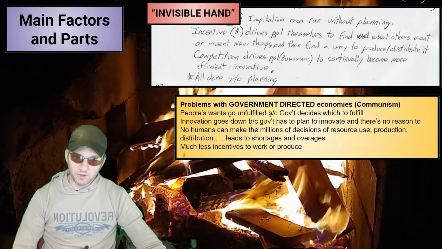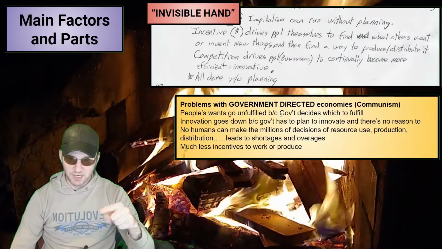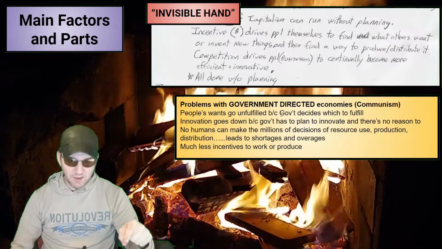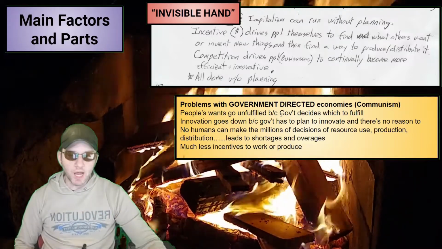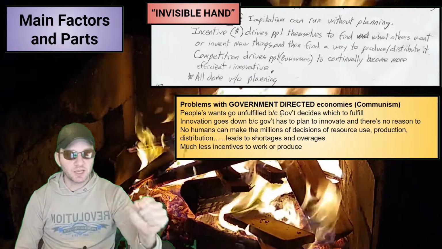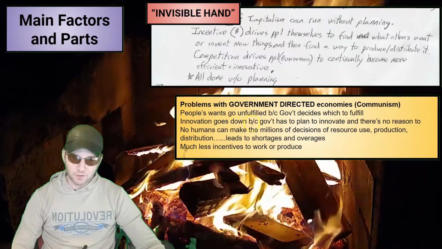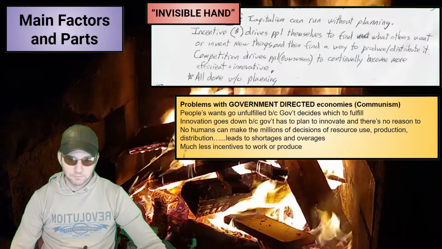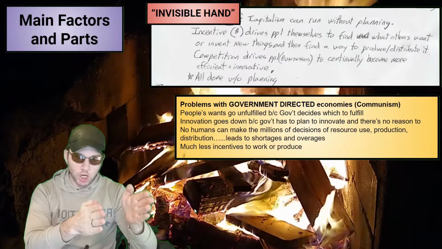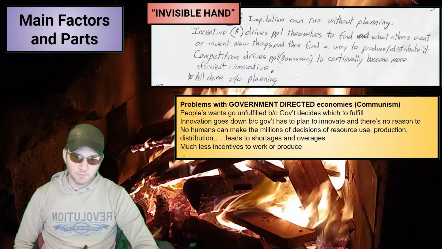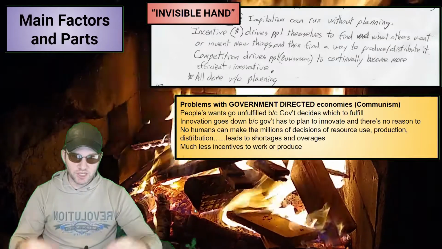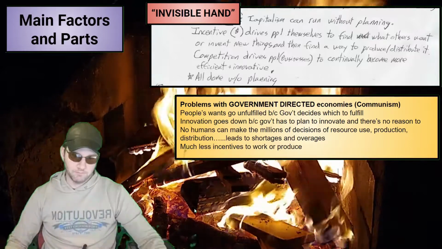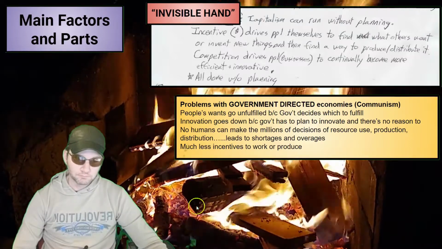So people's wants go unfulfilled because the government in a communist economy is the one who decides what gets made. And that means people don't get what they want. They only get what the government decides gets made. Innovation goes down because there's no incentive to actually make something better. Communist car. Car works, done innovating. Car works, no need to be safer, no need to go faster, no need to be a better car. Car works, car done. No innovation on the car.